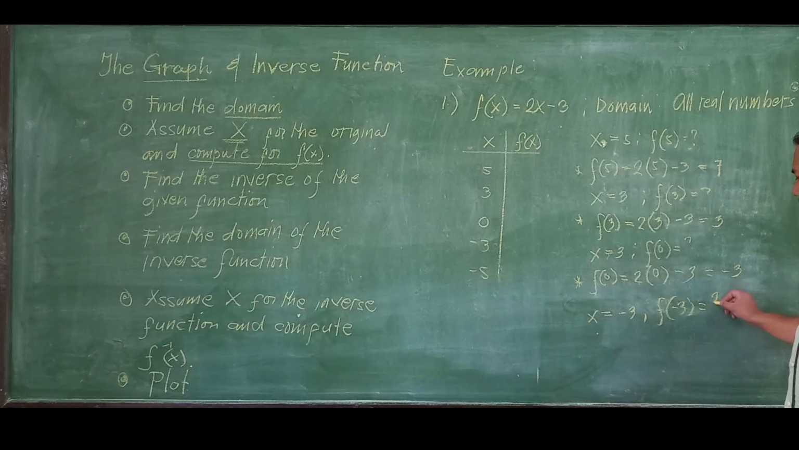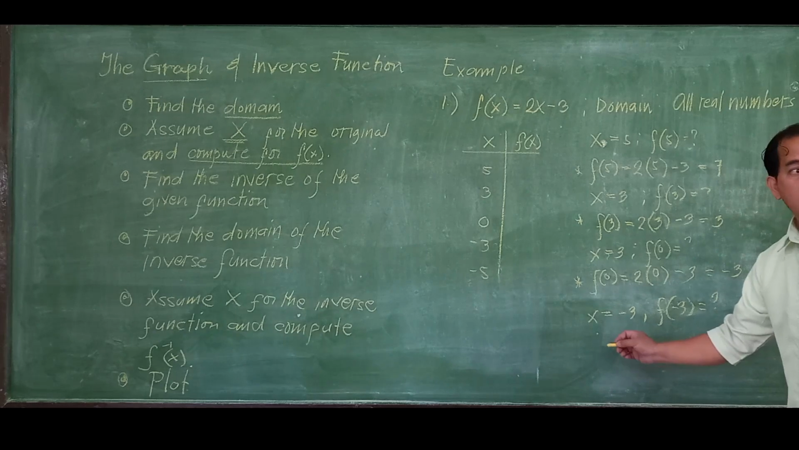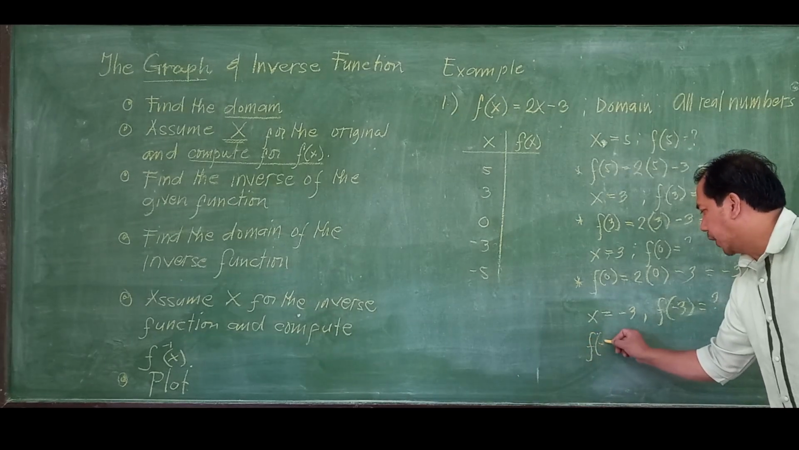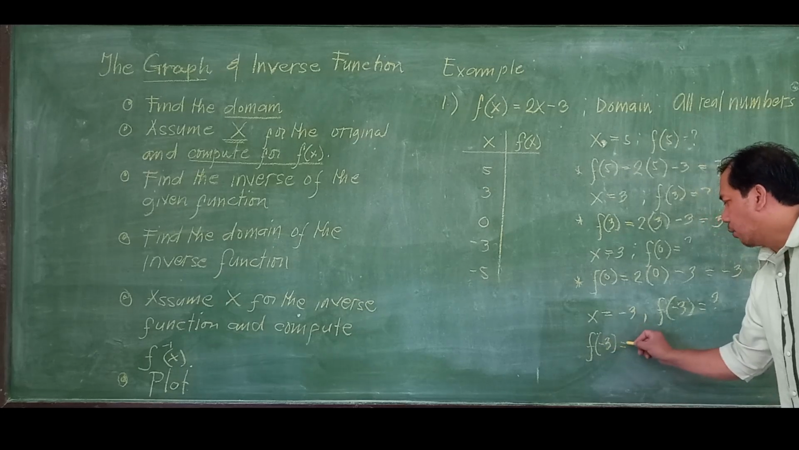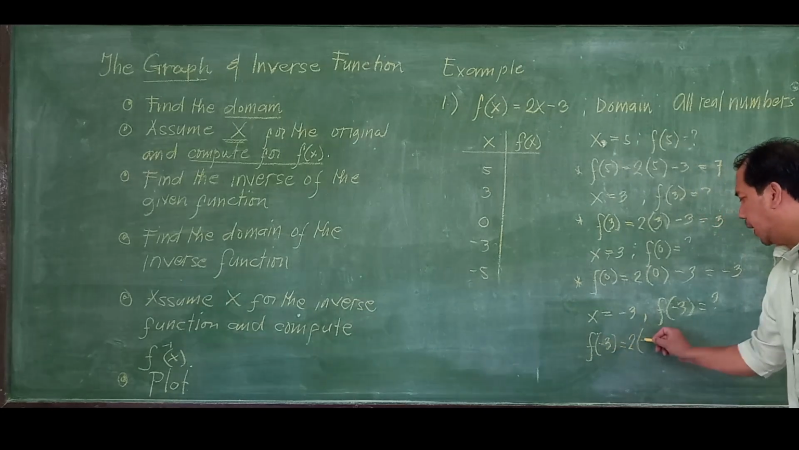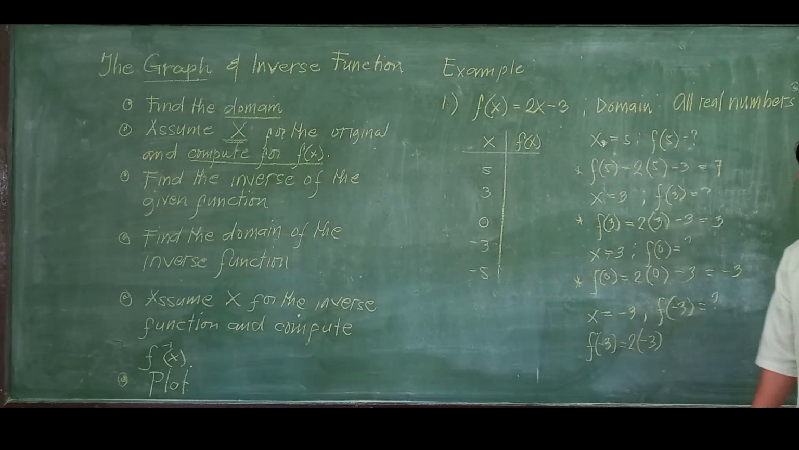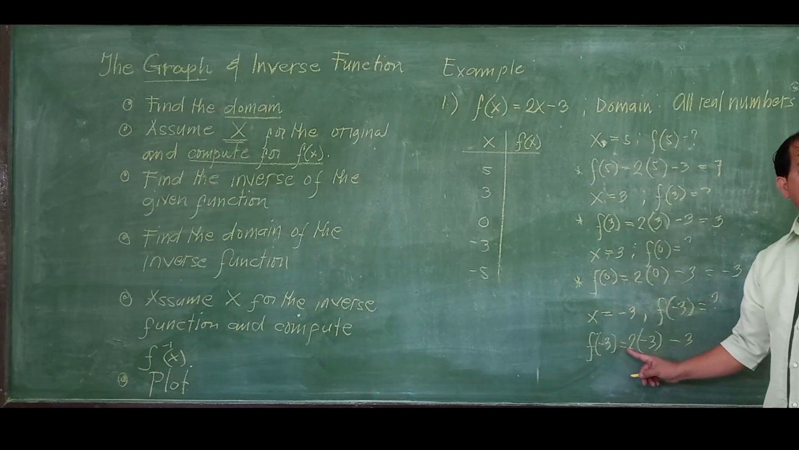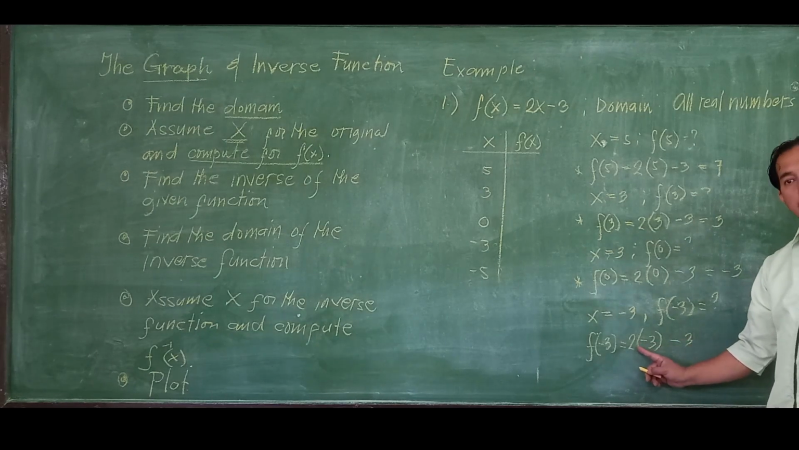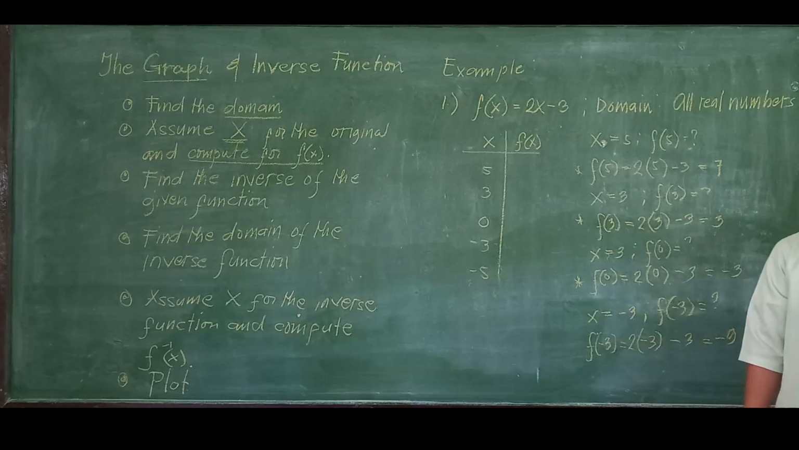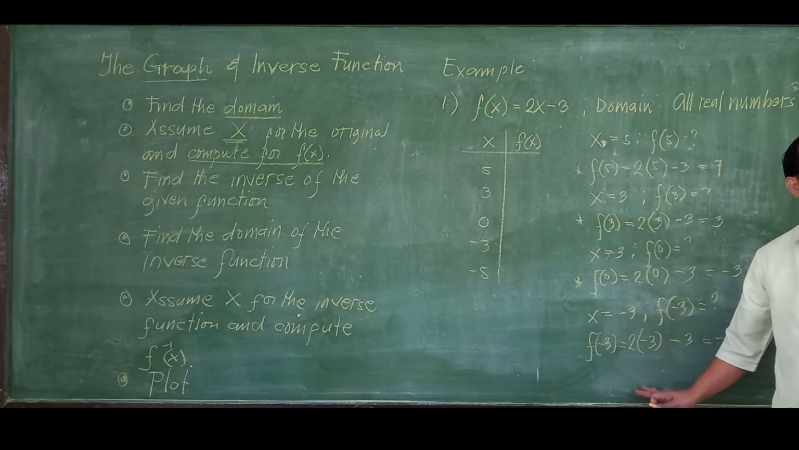Now, having said this, you can substitute. So f of negative 3 is equal to 2 multiplied by negative 3 minus 3. 2 multiplied by negative 3 is negative 6, minus 3 is negative 9. Addition of like signs. Okay?